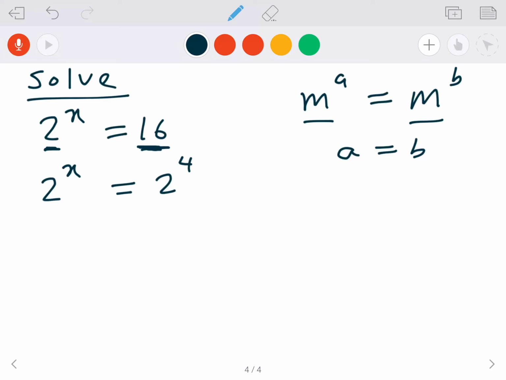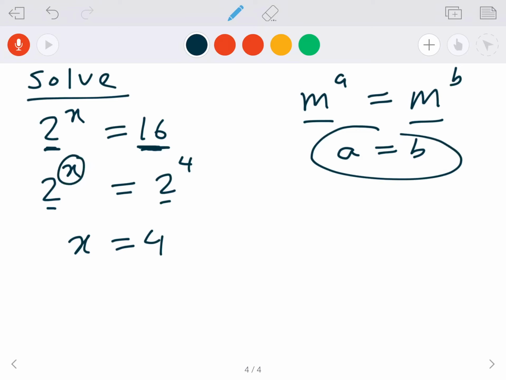This way we have the same base on both sides, and these two are equal. So that means x is 4. Like I said, the powers must be equal. So there you go. Whenever you see solve, that means we're trying to find the value of x or any variable of that equation. So we found the value of the variable, right?